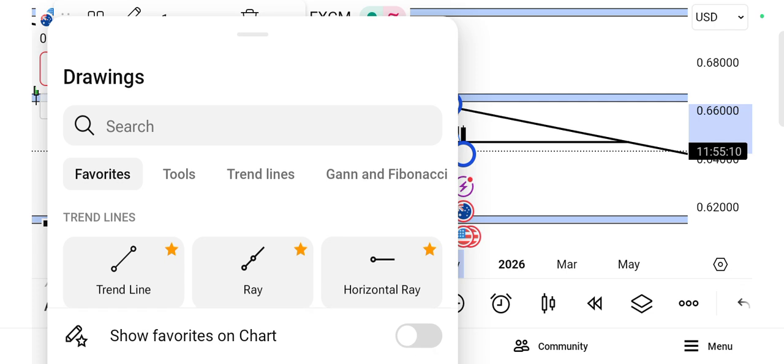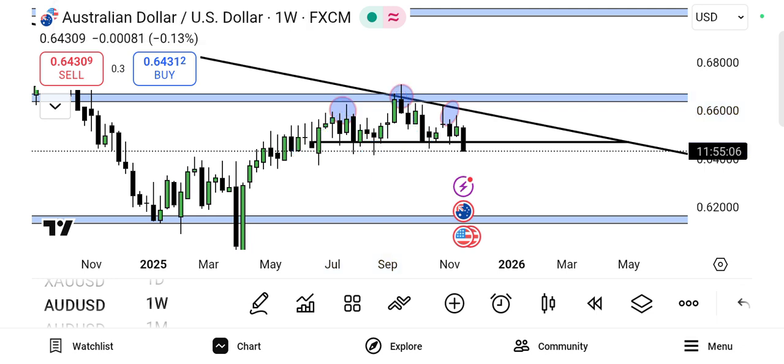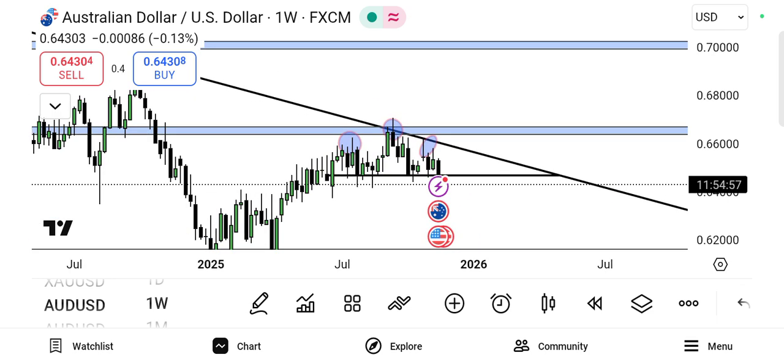Now, since we could see a clear head and shoulders on the weekly time frame, not just on the weekly time frame, but on a key level. Remember, there's a theory in price action that states that.